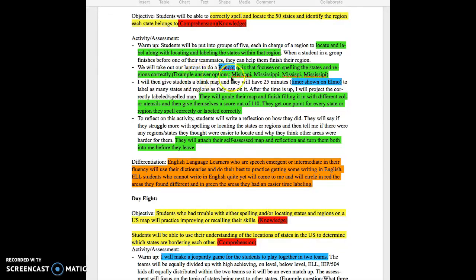So an example question would be, Mississippi, and then these would be the options for them. And obviously there's only one correct answer, which would be this one. So it's just making sure they know how to spell each one.